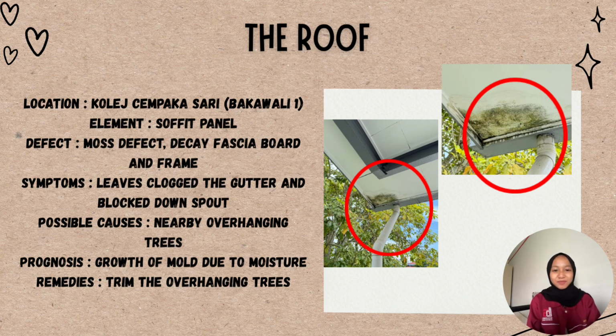So the first element is the roof. The location is at College Cempaka Sari, Bakawali 1. The element is soffit panel. The defect is moss growth and decay of the fascia board and frame. The symptoms are leaks, clogged gutter and blocked downspout. The possible cause is nearby overhanging trees. The prognosis is growth of mold due to moisture, and the remedy is to trim the overhanging trees.